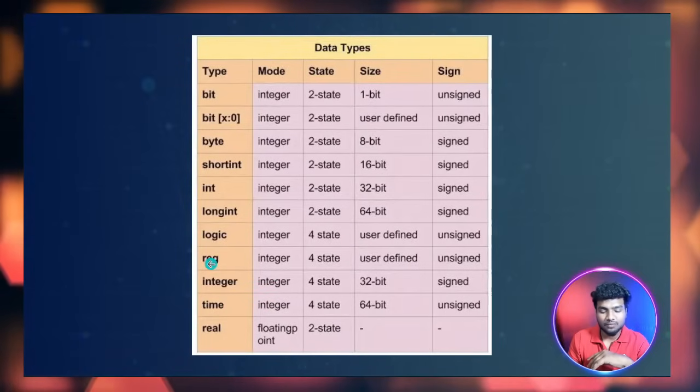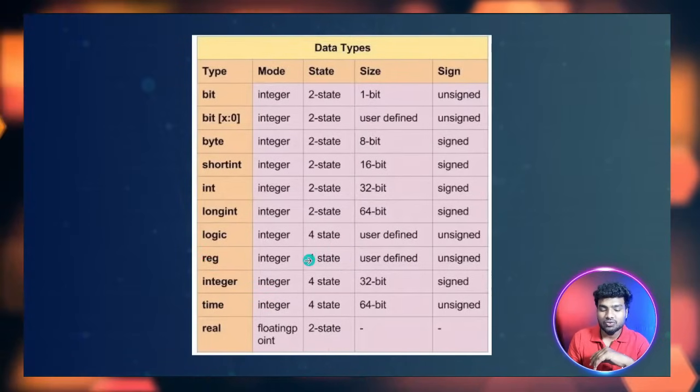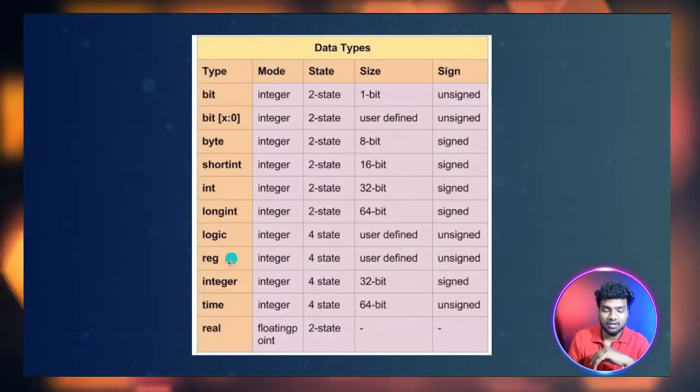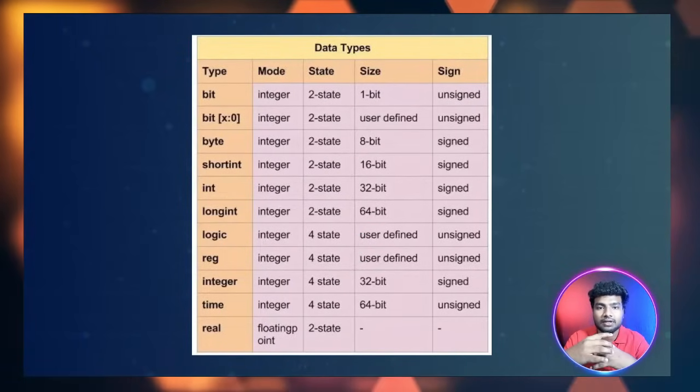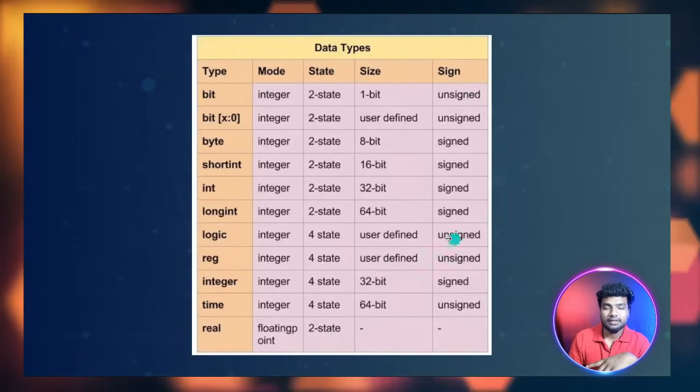So reg is also one data type. It is a 4 state. You can see here logic and reg are 4 state. It means it can be 0, it can be 1, it can be x, it can be z. And you see it is also user defined.